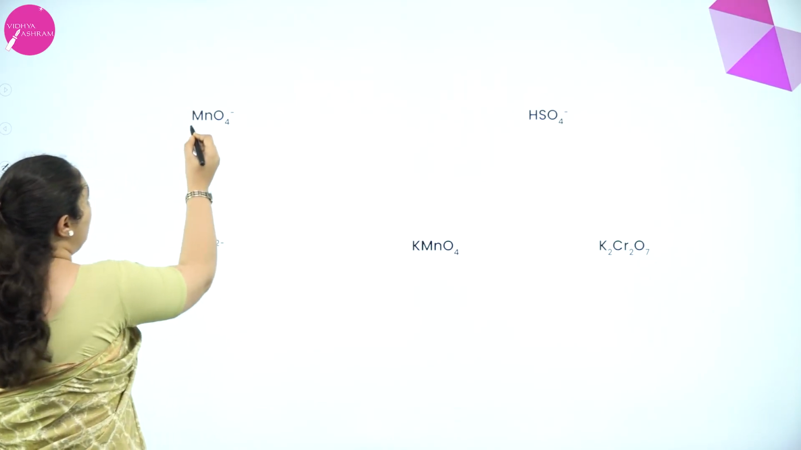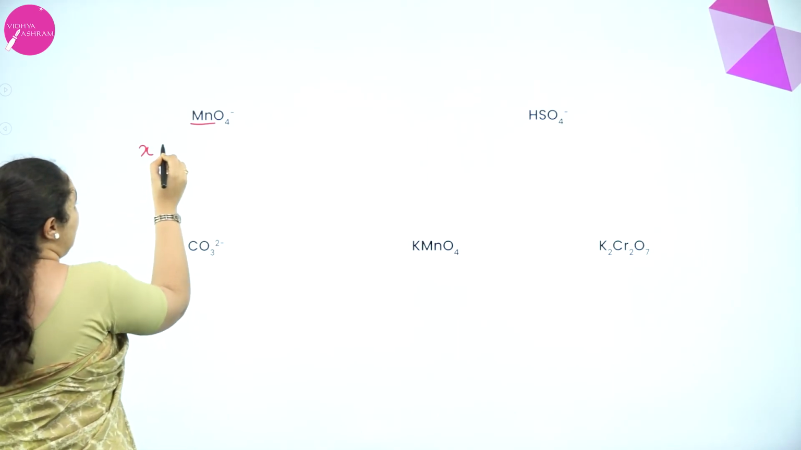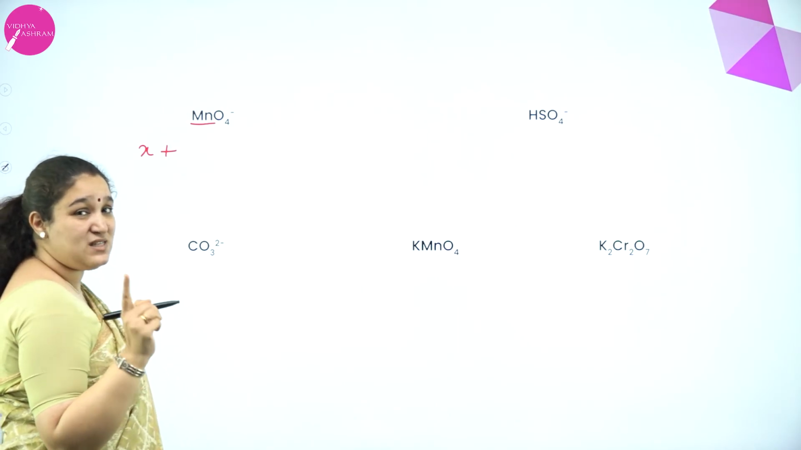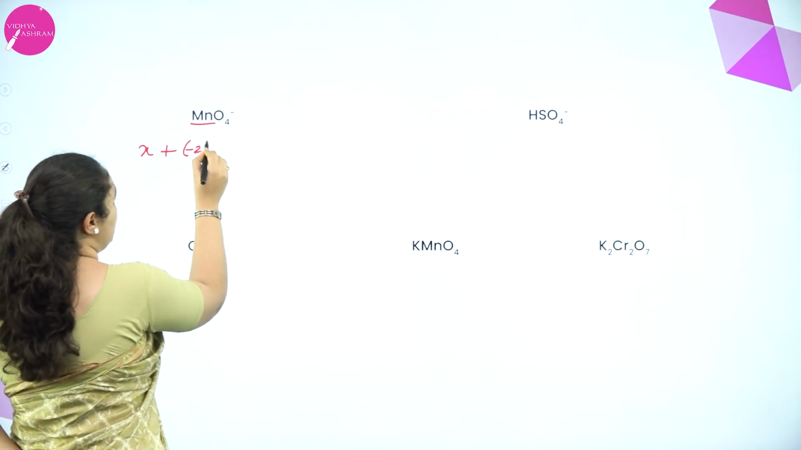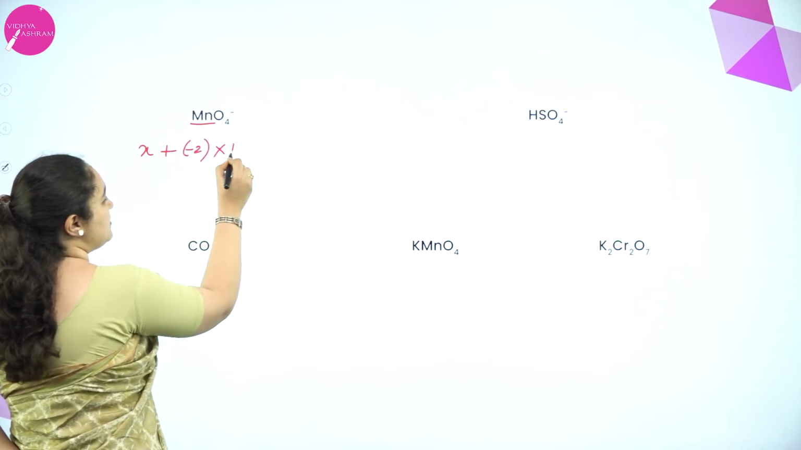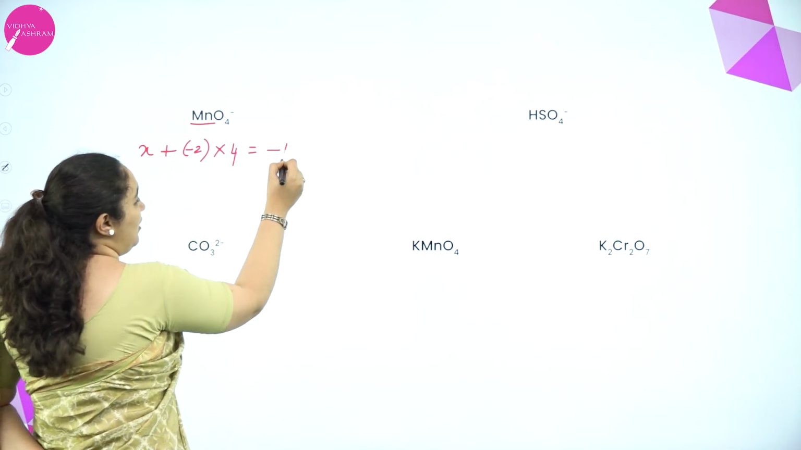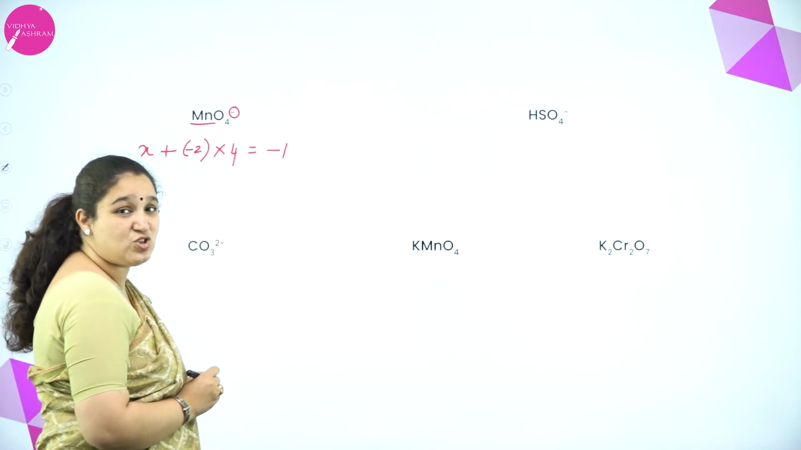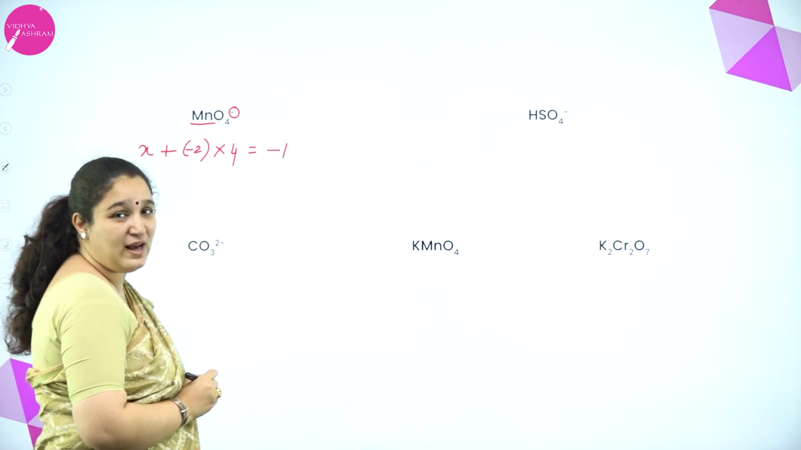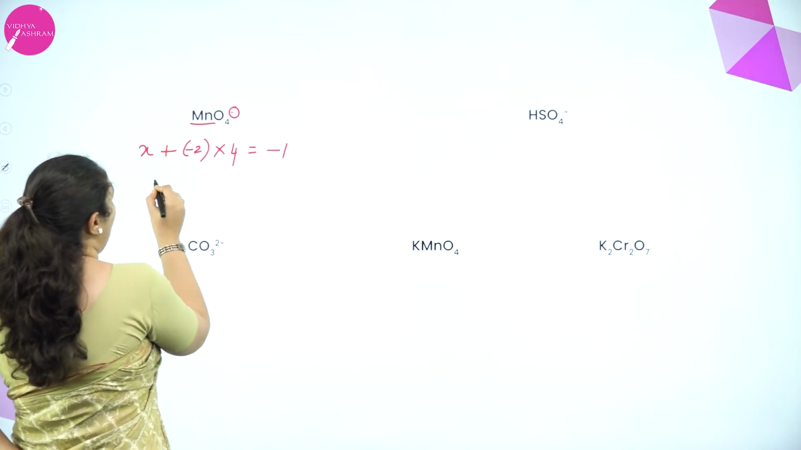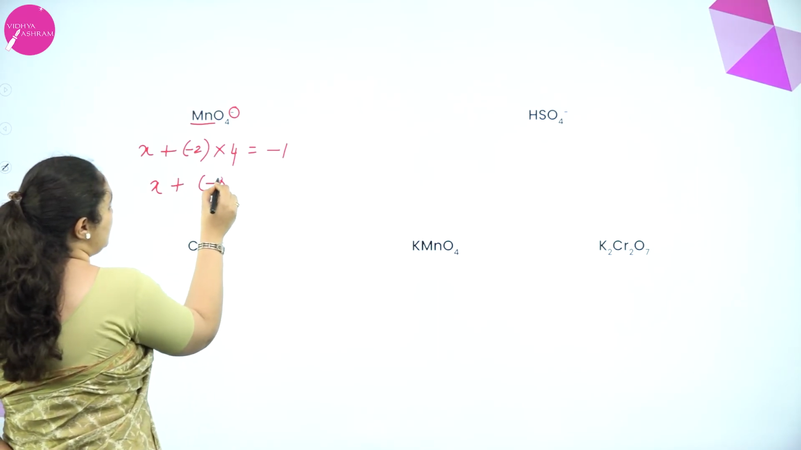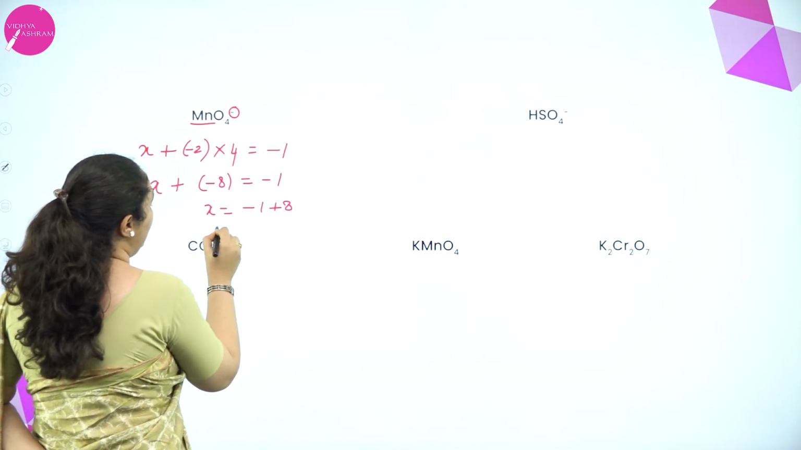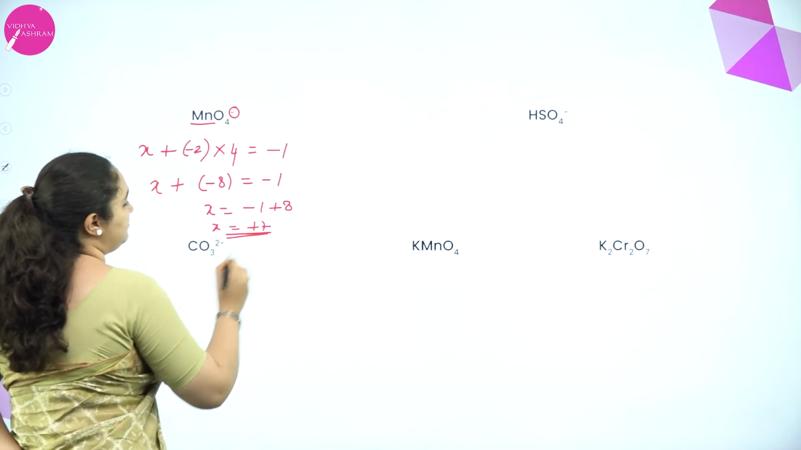Okay. So, I have to calculate for manganese now. Okay. X, I'll take, plus oxygen. What is the common oxidation state? -2. So, I'll take this as -2. Into how many oxygen atoms do I have? 4. Is equal to -1. Why did I put is equal to -1? Because it has the charge of -1. It's a polyatomic ion. Okay. So, now X plus 4 2s are 8. So, this is -8 is equal to -1. X is equal to -1 plus 8. So, X is equal to +7.